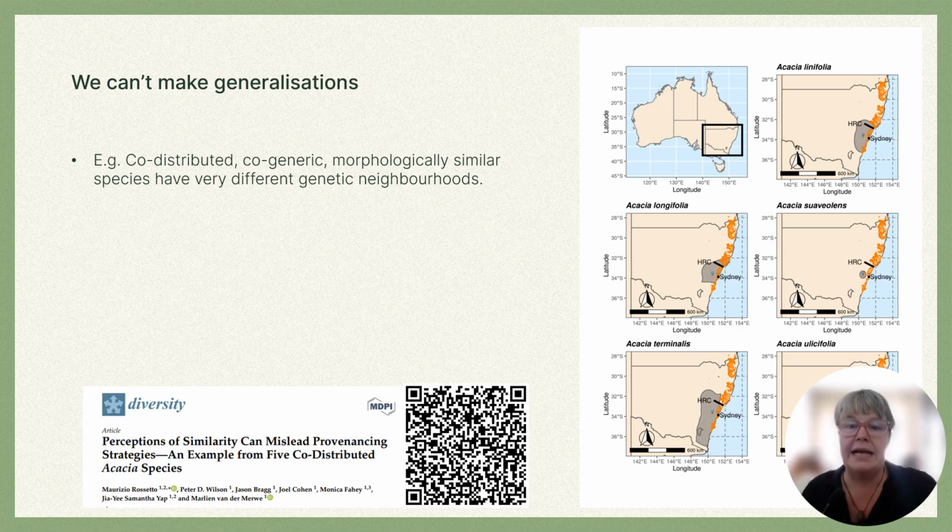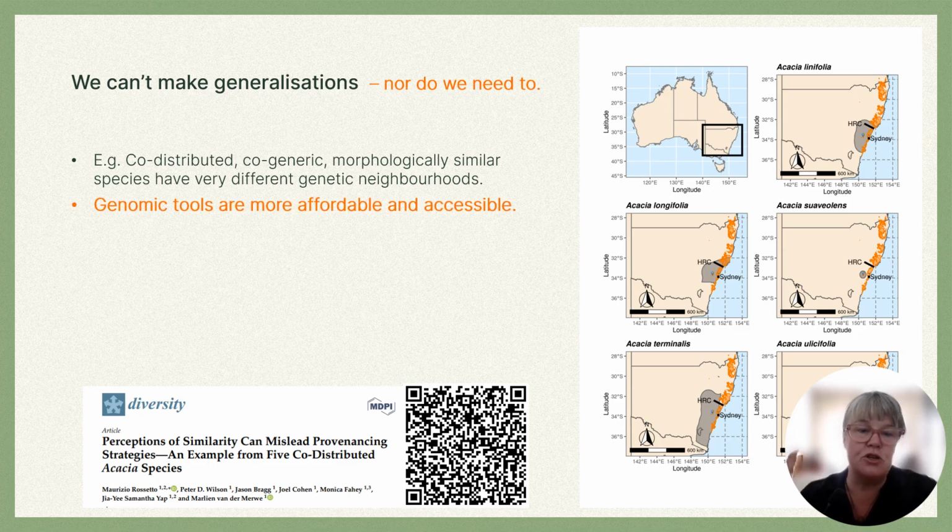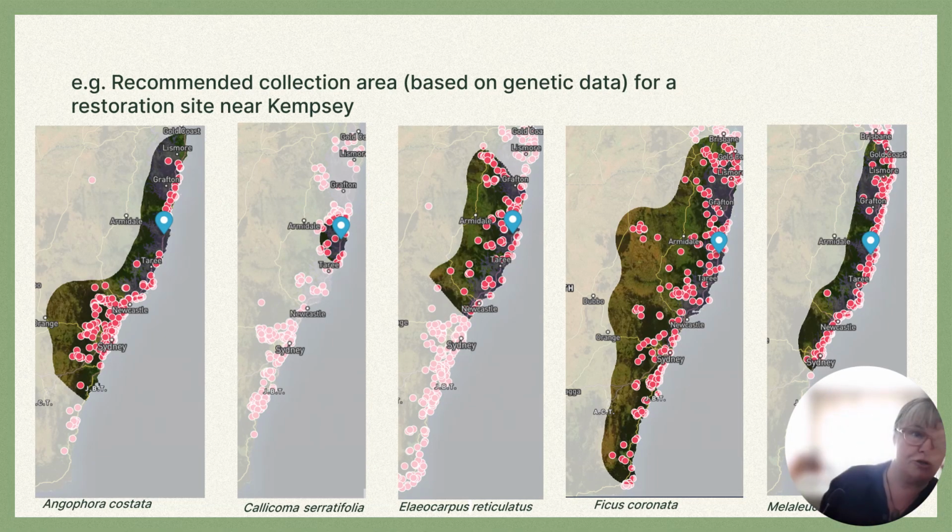So for Acacia linifolia, longifolia and terminalis, seed can be safely sourced from a relatively large geographic area to maximise genetic diversity. Whereas for suaveolens and ulicifolia, which I'm sorry you can't see, but it's actually a really small circle, the area over which seed can be safely sourced without risking outbreeding depression is much smaller. So we can't generalise, but nor do we need to, because genomic tools have become more affordable and accessible, and we can actually more easily get real solid genetic data which tells us how far is too far.